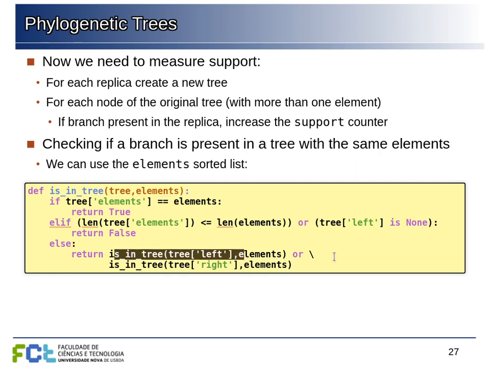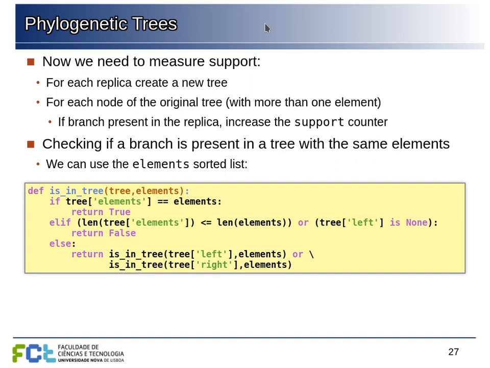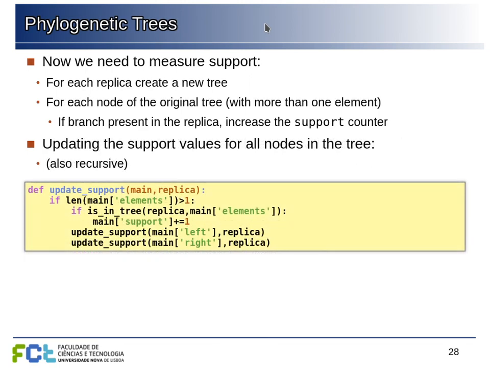If this is false, then we're going to check the right subtree to see if there is a branch that contains exactly these elements. So this is the recursive function that we can use to iterate through all the nodes in the tree, looking for any branch that contains exactly the elements that we have here. And now we're going to use this to update the support in our main tree.